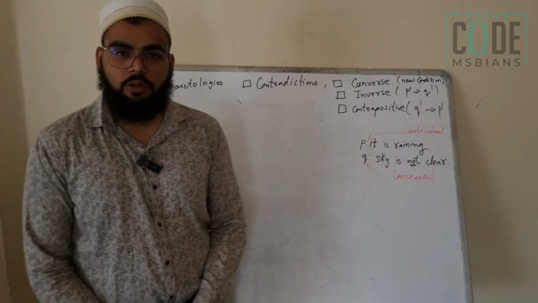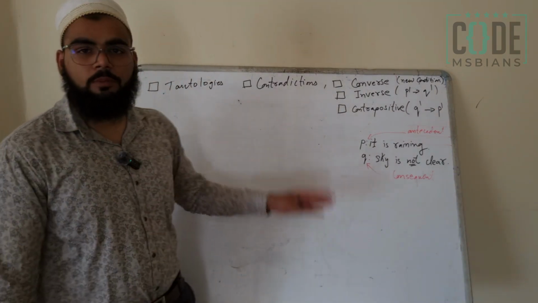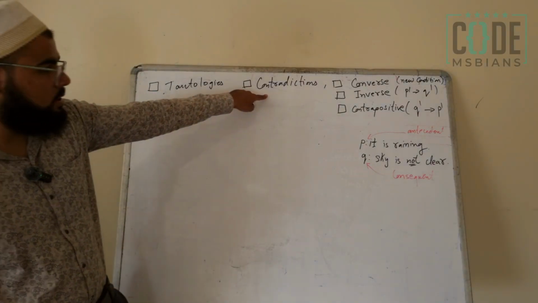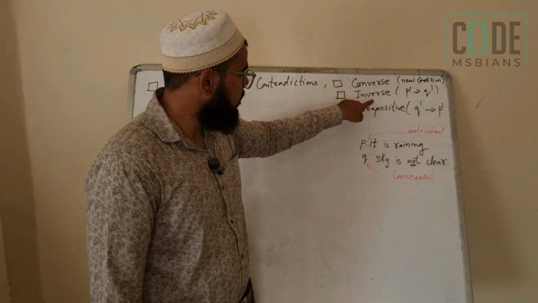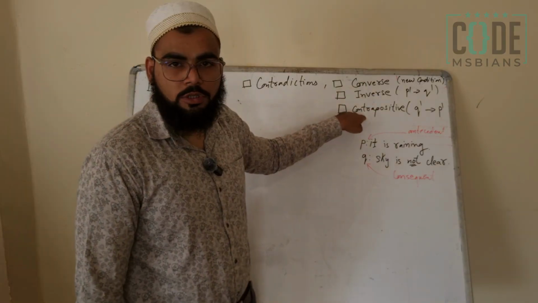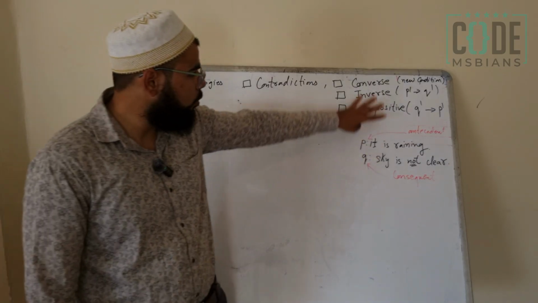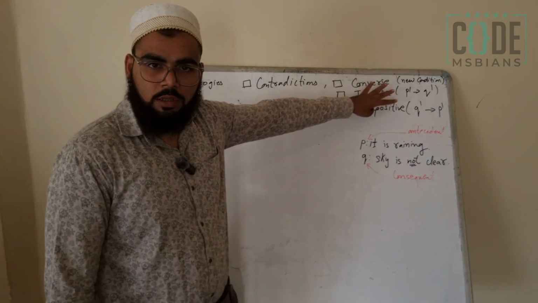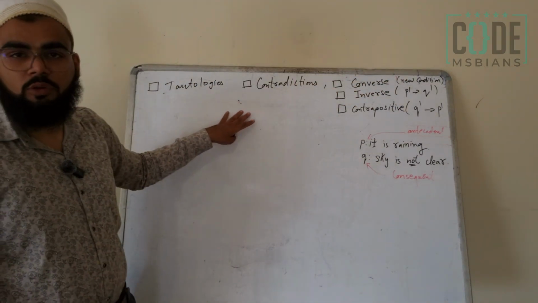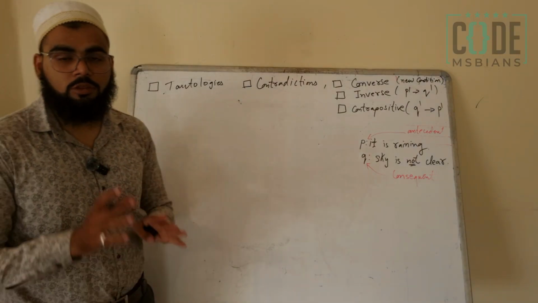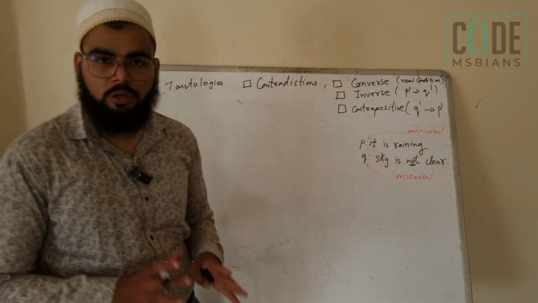So today in this video we're going to discuss some very important terminologies. The ones are tautologies, contradictions, converse, inverse and contrapositive. Two statements I took. With the help of those statements we will learn all these things, and with one of the truth tables we will learn about tautologies and contradictions. Tautologies and contradictions are opposite of each other.